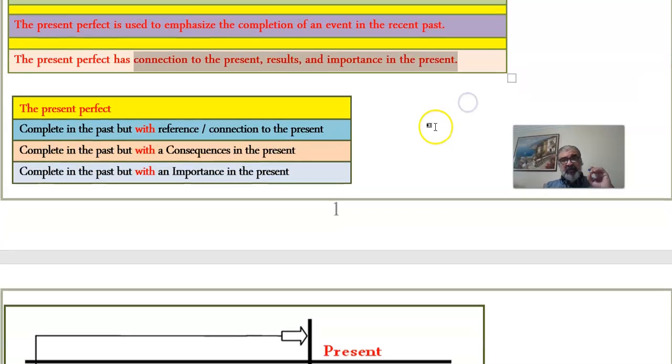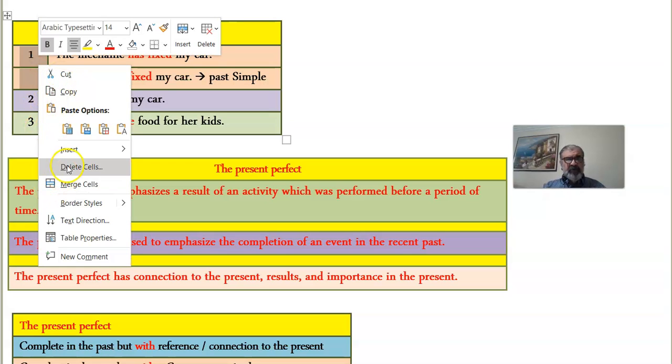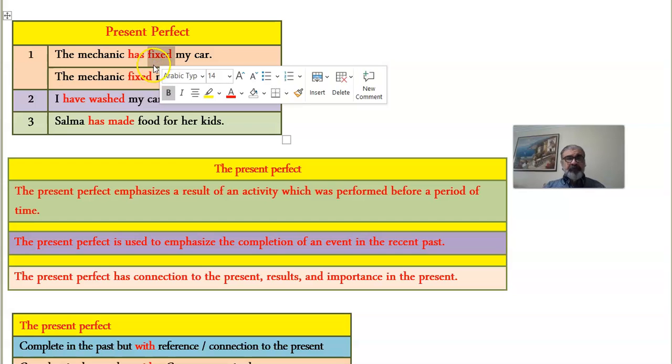Again, let me just remind you, if you say the mechanic has fixed my car, do you know what that means? It means that your car is fixed and you're driving it now. You were at the mechanic's garage, he called you and told you to come over to pick your car up, and that's what you did. You took your car and you are on your way to somewhere else. That's what it means. It's fixed.